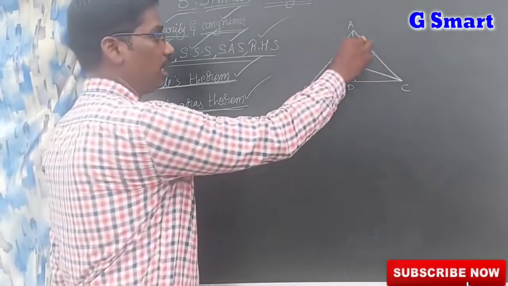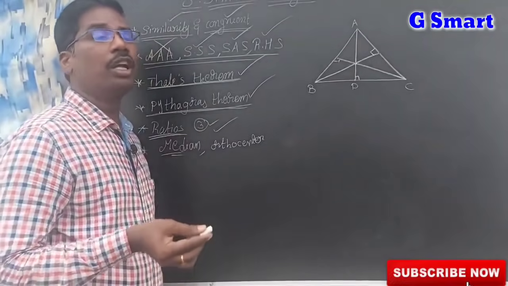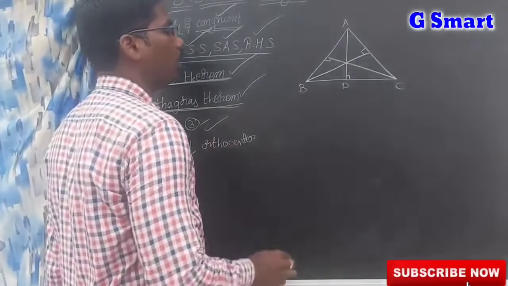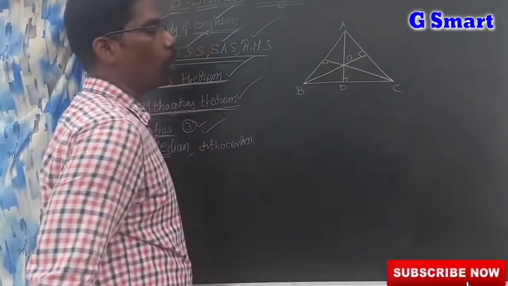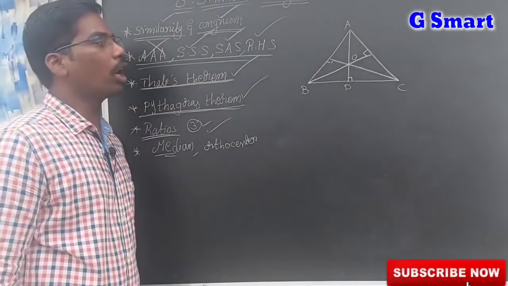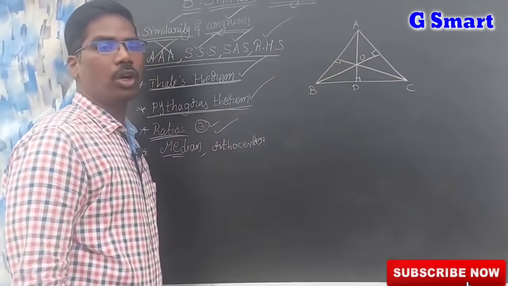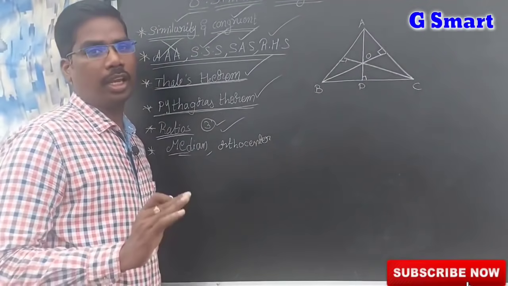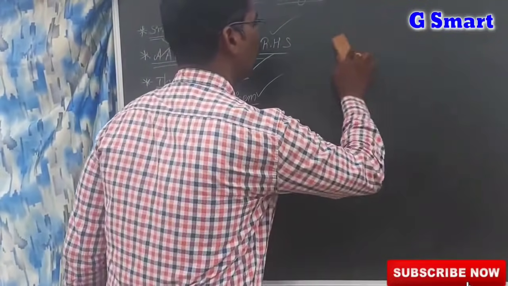So the point of concurrence of the three heights of a triangle, or the point of concurrence of three altitudes in a triangle, is called the orthocenter. It is denoted by O. So orthocenter, this is very important. Remember, they will ask what orthocenter means: the point of concurrence of altitudes in a triangle is called the orthocenter. It is denoted by O.